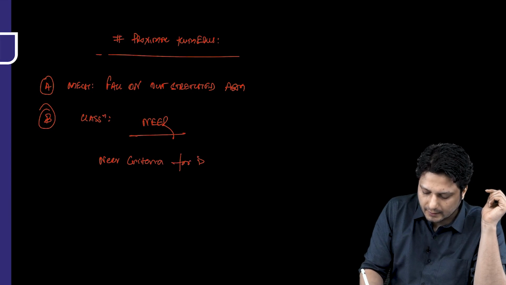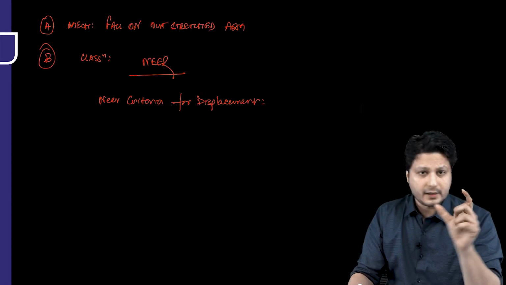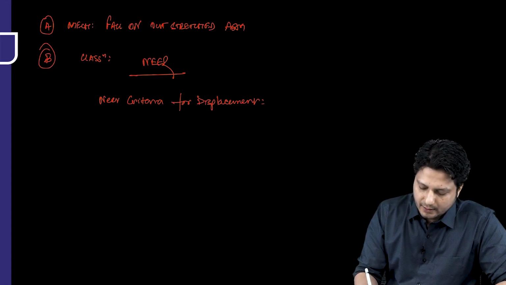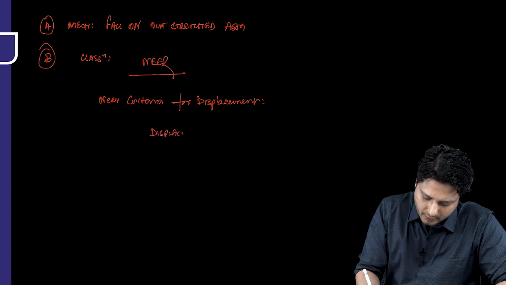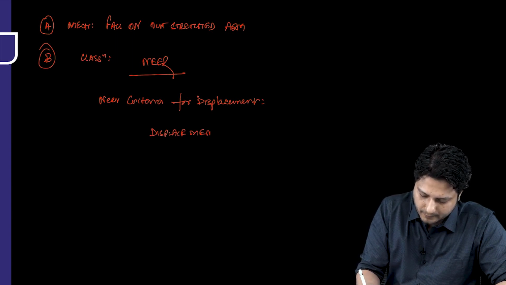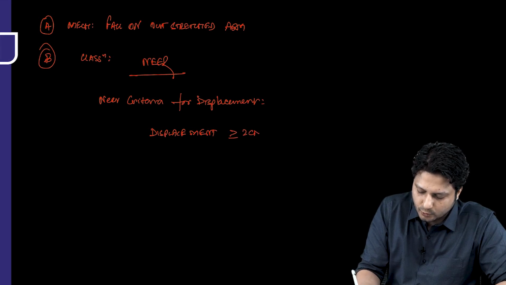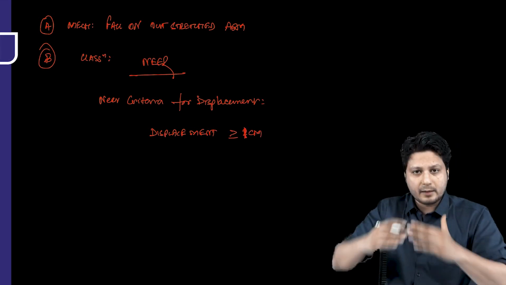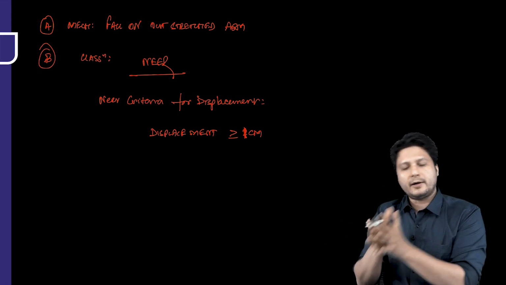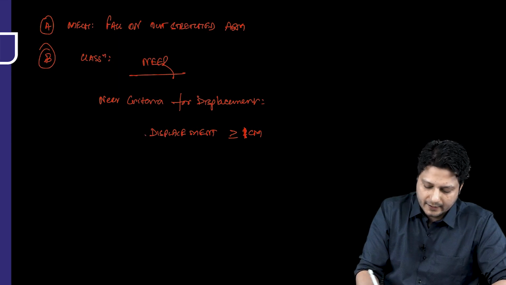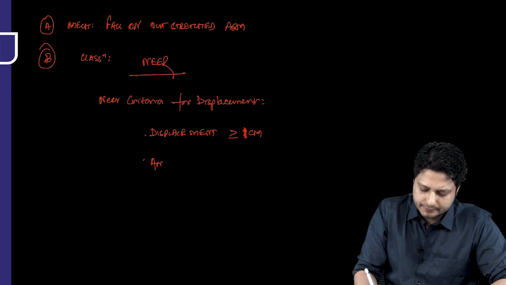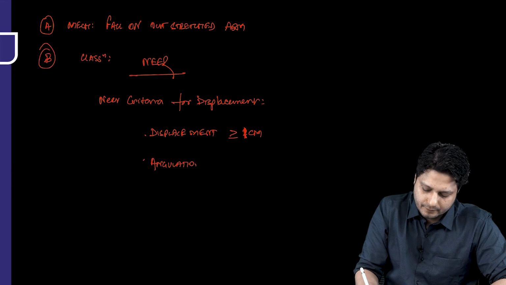The Neer criteria for displacement is that if there is a separation of more than 1 centimeter between the fragments, that is, if any fragment of the humerus is separated by more than 1 centimeter, it is said to be a displaced fracture. And second is if there is an angulation of more than or equal to 45 degrees.